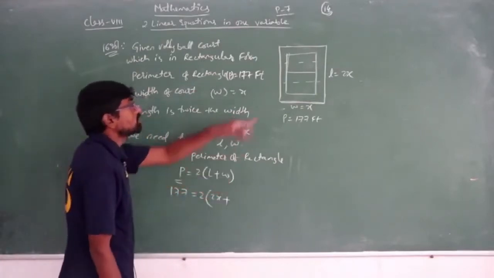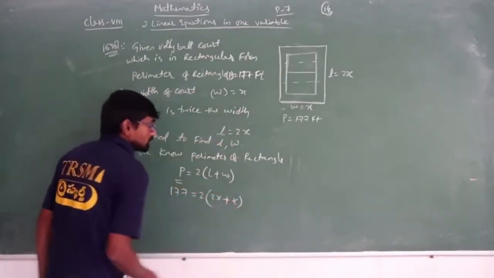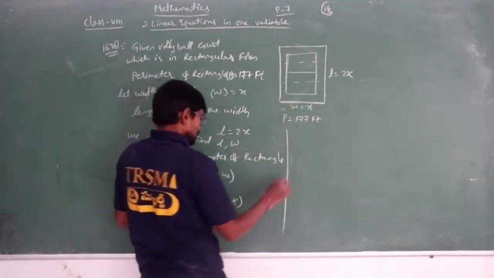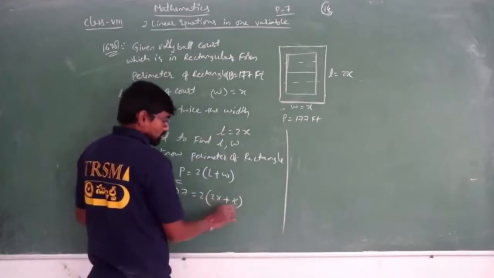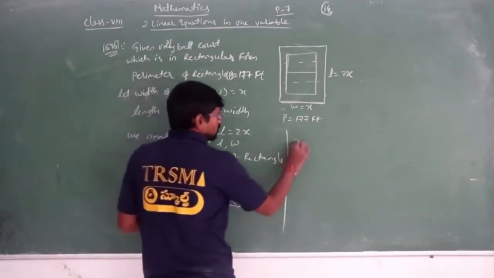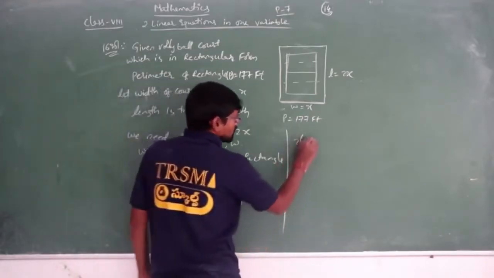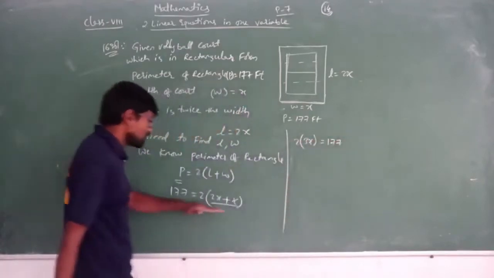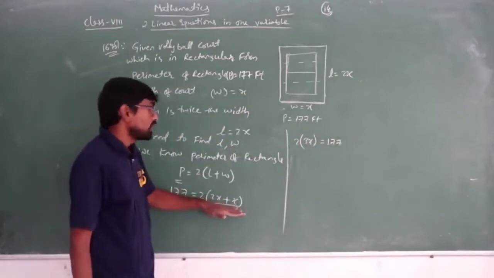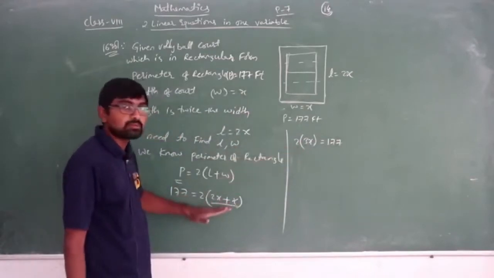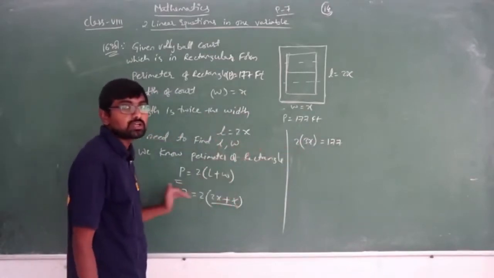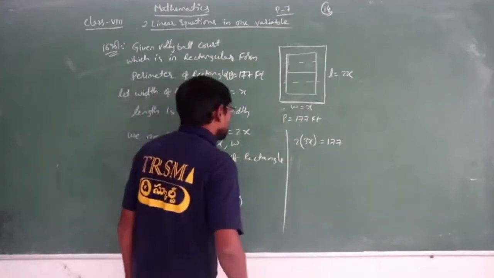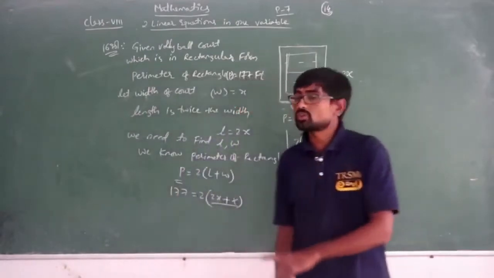What about the width? Width is directly x, isn't it? If I take in order, here if I add these like terms, 2 into 2 plus 1, 3x is equal to 177. As I have the variable, on the left hand side I am writing the same, but I am interchanging left hand to right hand side. Symbols will be the same, there is no change in the symbol. Why? Because I am interchanging both.